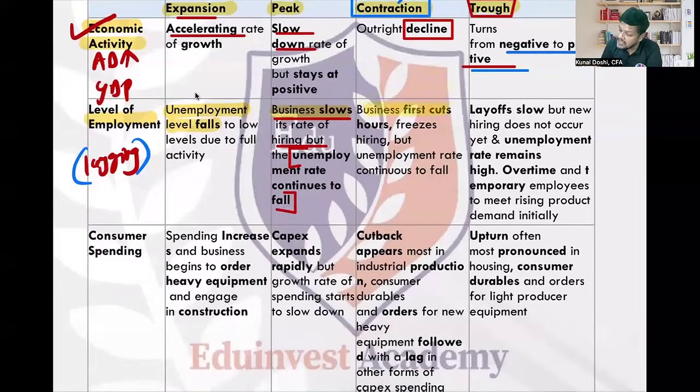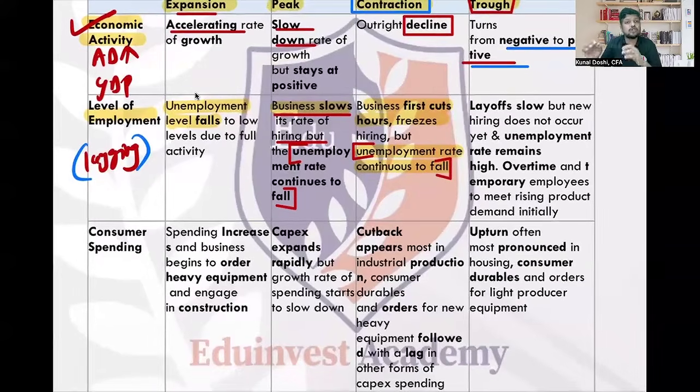What they do, they freeze new hiring, and they might be hiring only temporary workers. This is the point where I say unemployment rate is still continuing to fall. Why? Because it's a lagging indicator. However, when the economy turns to the worst point, that is the straw, this is where you will probably see a prolonged recession. So here is how layoffs will happen.